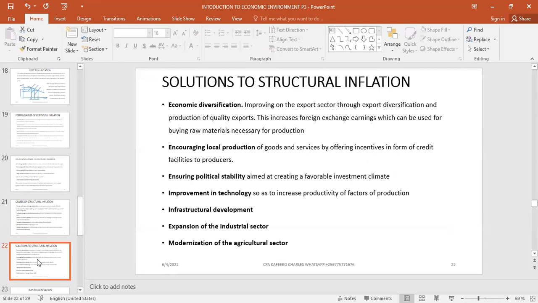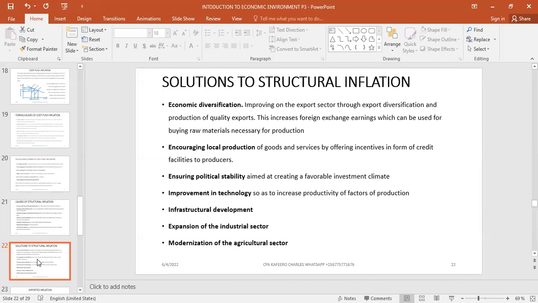The other one, we can talk about improvement in technology. When there is better technology, we expect that we are going to produce more and more quantities of output, and they are going to be of high quality. So when we do so, we expect that even those costs which were increasing as a result of some factors of production, we may see that we are saving. You can be saving raw materials because you are using a machine. You may be using few workers and you're reducing the costs of wages and salaries.